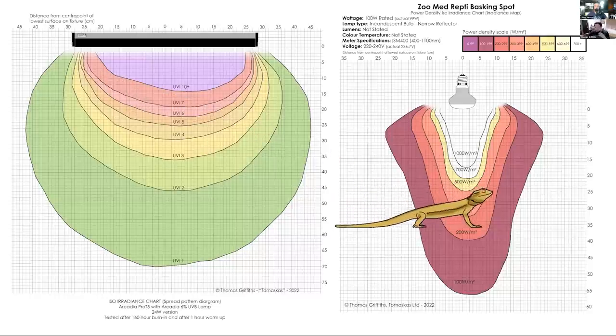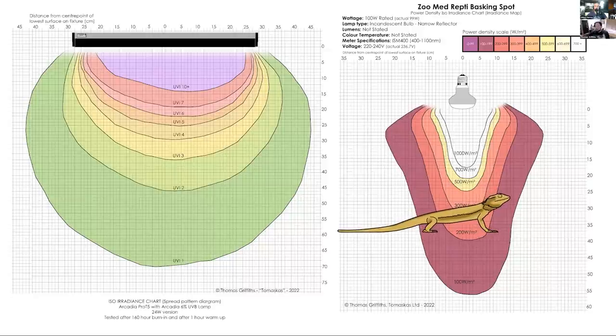Equally, we could do the same for a bearded dragon with power density. We could recommend 300-ish watts per meter squared of solar power density, and we could recommend that a bearded dragon should be 25 to 30 centimeters away from this bulb.